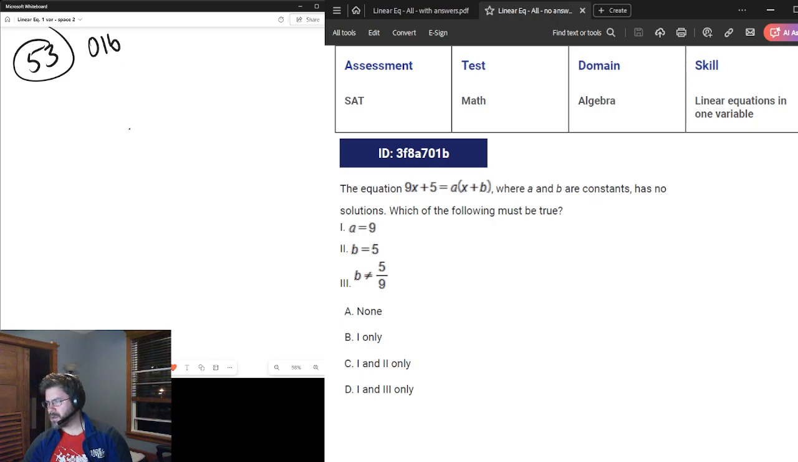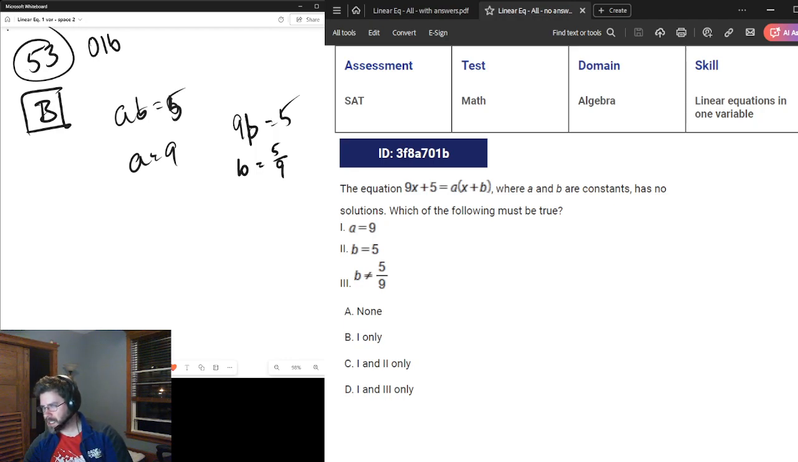Okay, has no solution, parallel line, right? And if they're parallel, the slopes are the same, so A is 9, so number 1 is true. AB is 5, so A times B equals 5. And if A is 9, that's 9b is 5. B is therefore 5/9. So 2 is wrong, 3 is wrong. And that must be answer B.